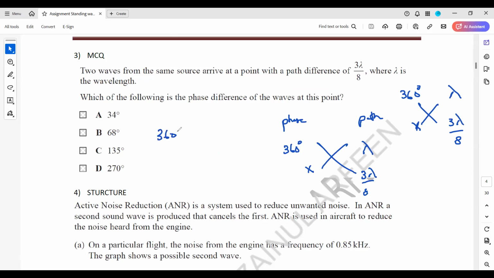So 360 times 3 lambda by 8 is equal to lambda into x. Lambda will cancel with lambda. So what's the answer? 360 into 3 divided by 8. That is 135. So x is equal to 135 degrees. So C will be the right answer. Is it clear? This one?